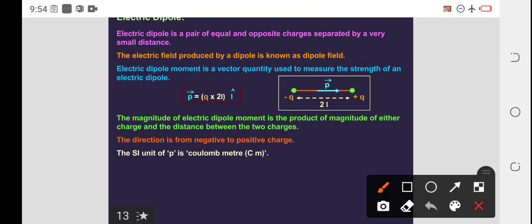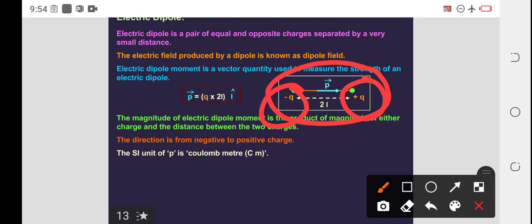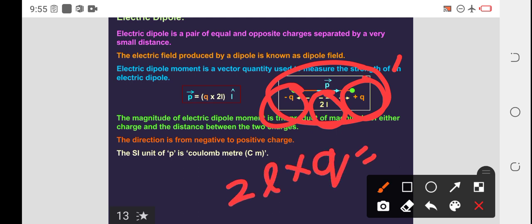You can see the figure. This is the negative charge and this is the positive charge. The positive and negative charges are separated by a very small distance, and this is called a dipole. Here the small length is 2L, and 2L times the charge is the dipole moment, represented by the symbol P. P equals Q into 2L, where 2L is the distance between the positive and negative charges. Equal and opposite charges are separated by a very small distance.